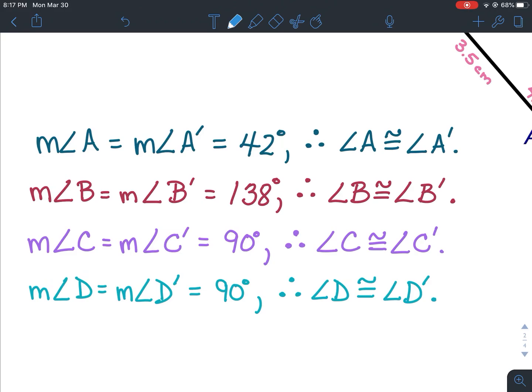The measure of angle C equals the measure of angle C prime, which equals 90 degrees. Therefore, angle C is congruent to angle C prime. The measure of angle D equals the measure of angle D prime, which equals 90 degrees. Therefore, angle D is congruent to angle D prime. So go ahead, pause your video, and write all those down.